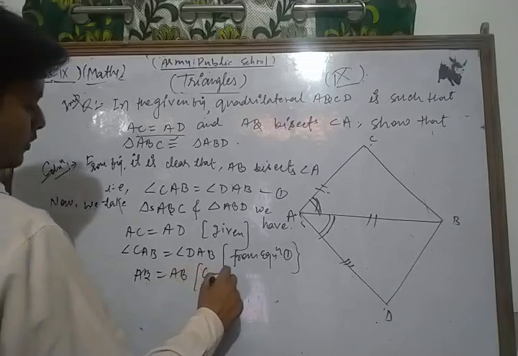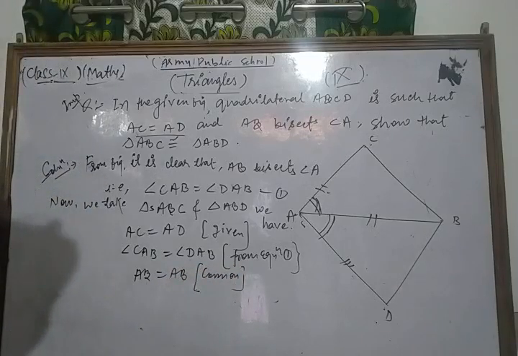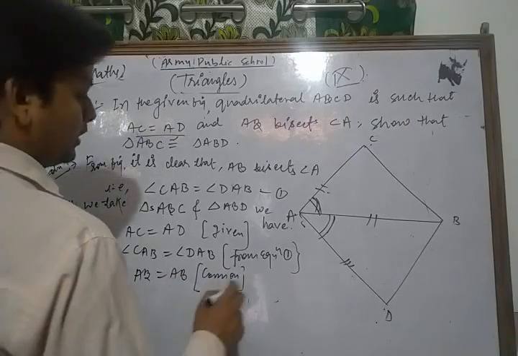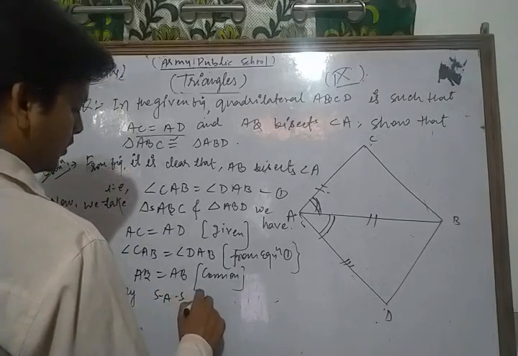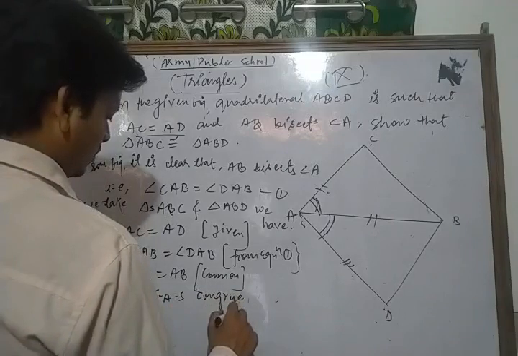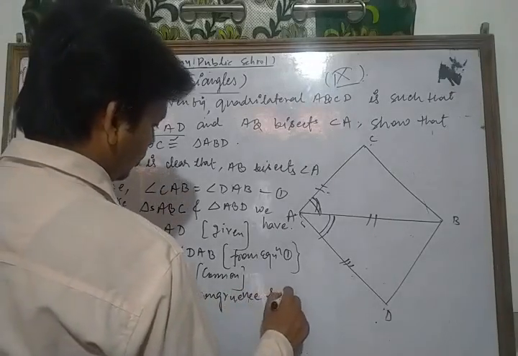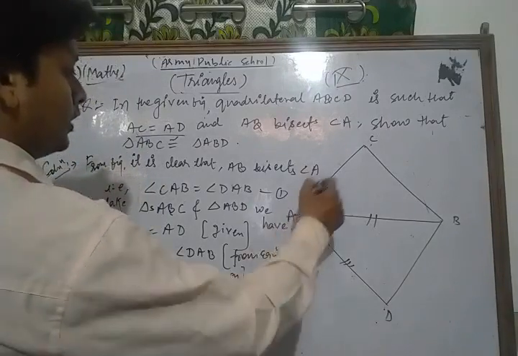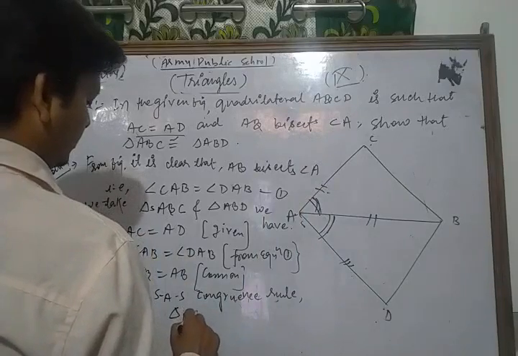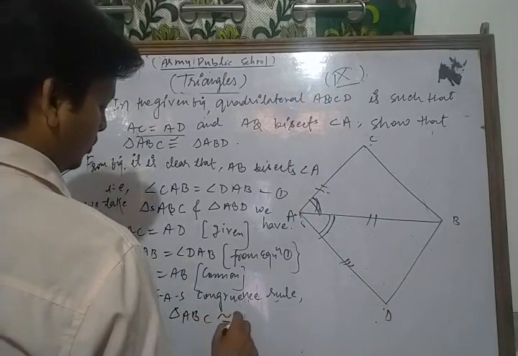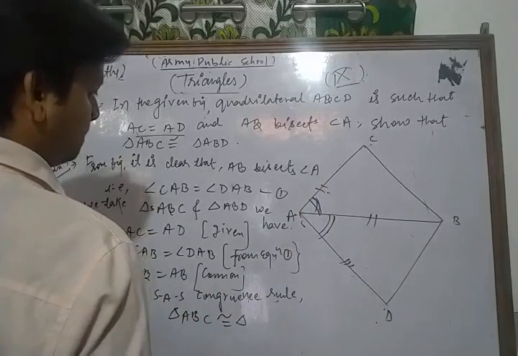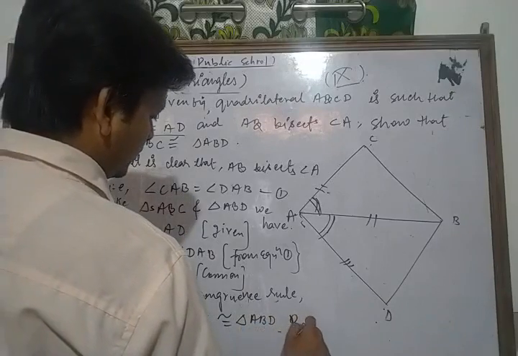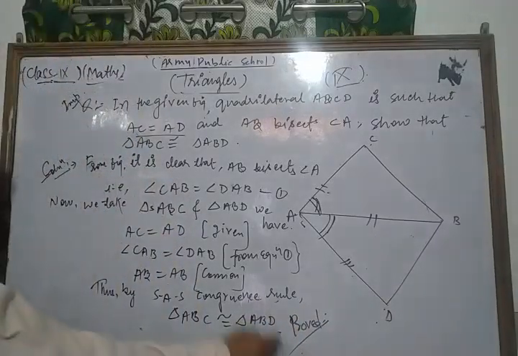This is your common side. Thus by side angle side, SAS congruence rule, triangle ABC is congruent to triangle ABD. Hence, prove that result.